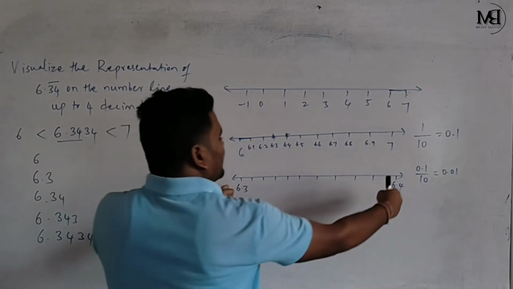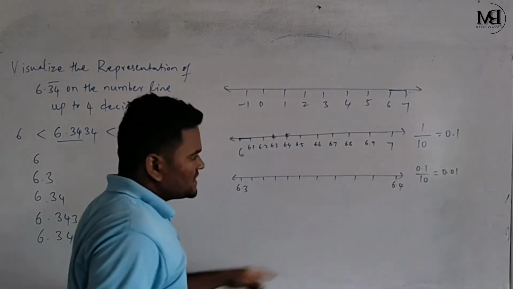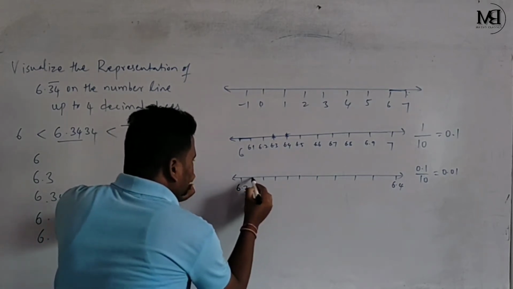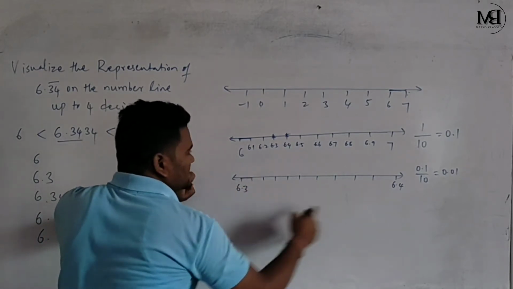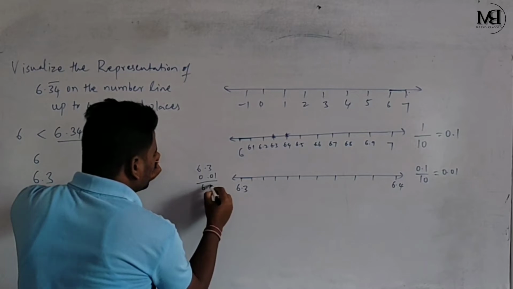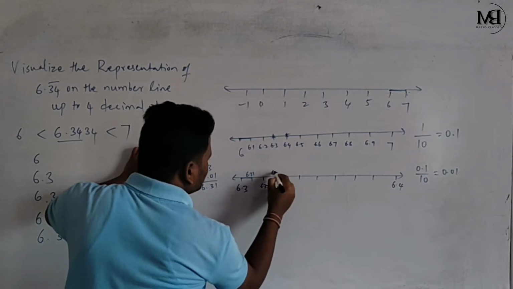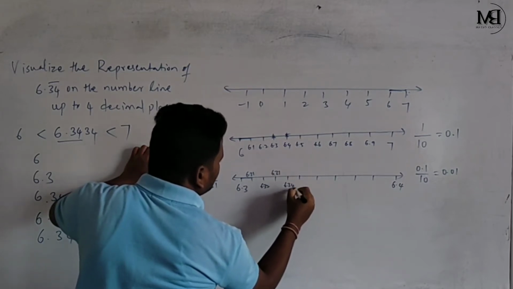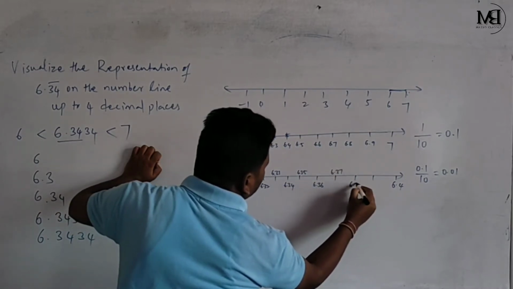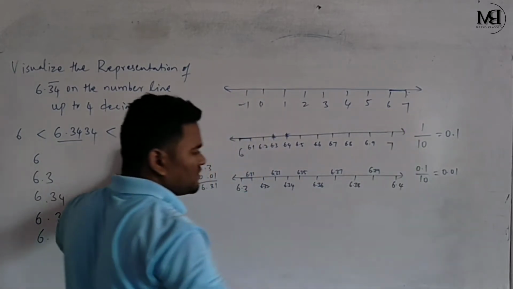Okay, children, now I have divided this 0.1 unit into 10 parts. So each part I got 0.01 unit. Now this is 6.3, and the distance between this point and this point is 0.01. 6.3 plus 0.01 is equal to 6.31. It is 6.31, 6.32, 6.33, 6.34, 6.35, 6.36, 6.37, 6.38, 6.39. 6.39 plus 0.01 is equal to 6.4.